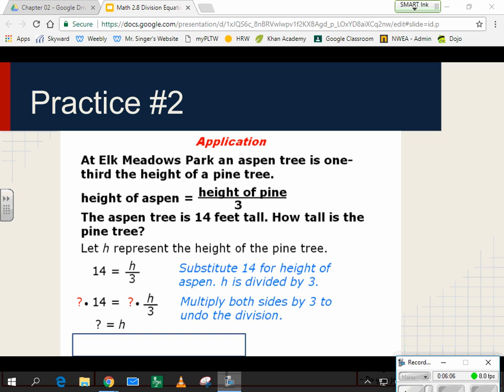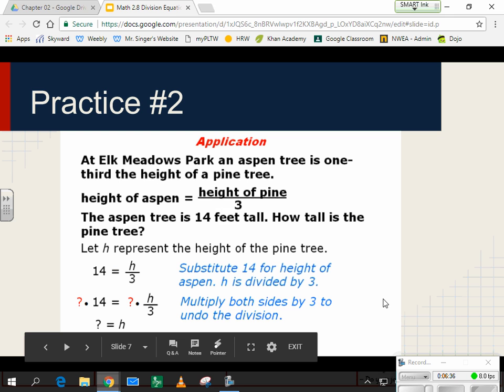So let's look at another word problem. At Elk Meadows Park, an aspen tree is 1/3 the height of a pine tree. So basically what we're seeing here is the height of an aspen equals the height of the pine divided by 3, since it's 3 times. So to be able to find the height, all you have to do is multiply the tree that's 14 feet tall by 3. And when you do that, 3 times 14 would give you your answer.